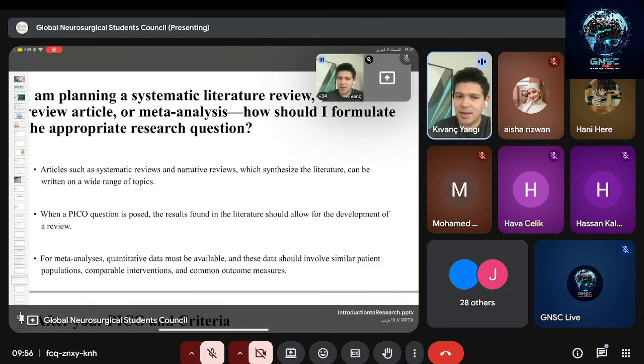For meta-analysis, quantitative data must be available. This is very important. If you do not have poolable, homogeneous quantitative data, you cannot conduct a meta-analysis. You cannot compare apples with pears. Everything needs to be either apples or pears. So you need to be very homogeneous. Okay, next slide, please.